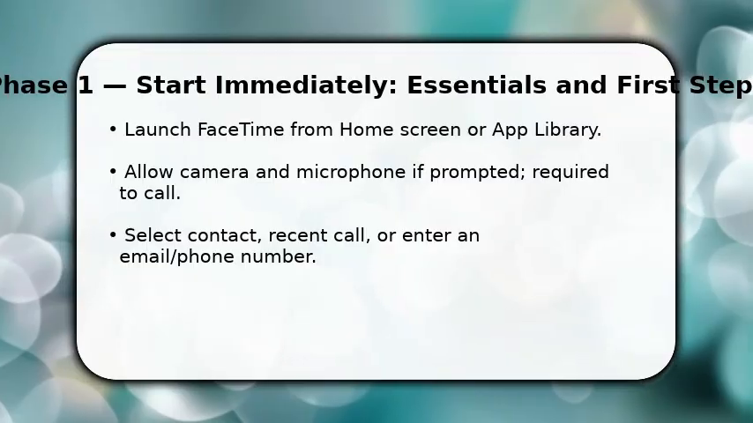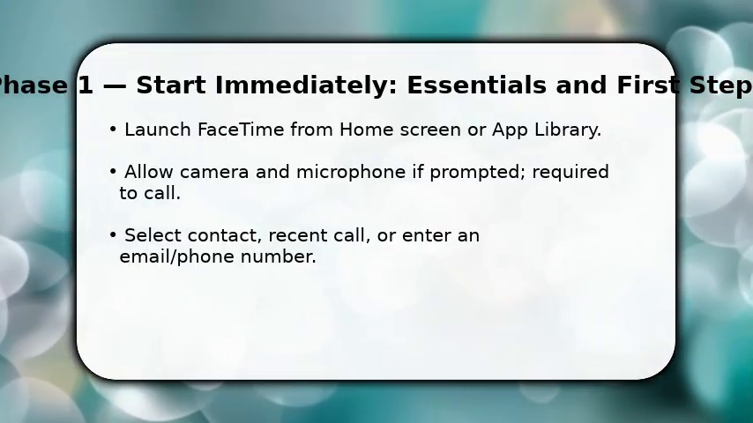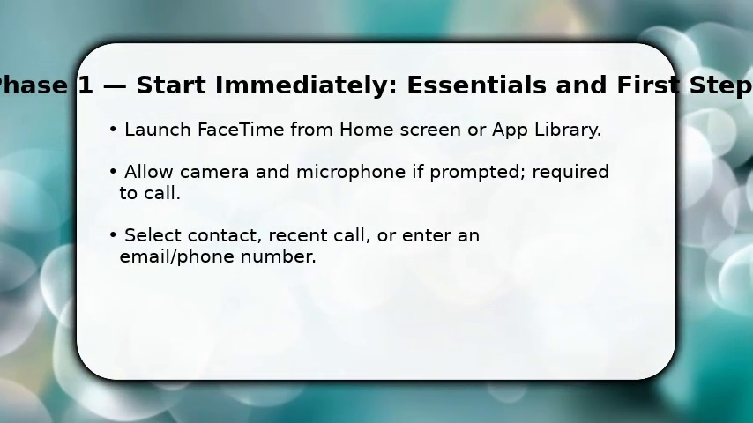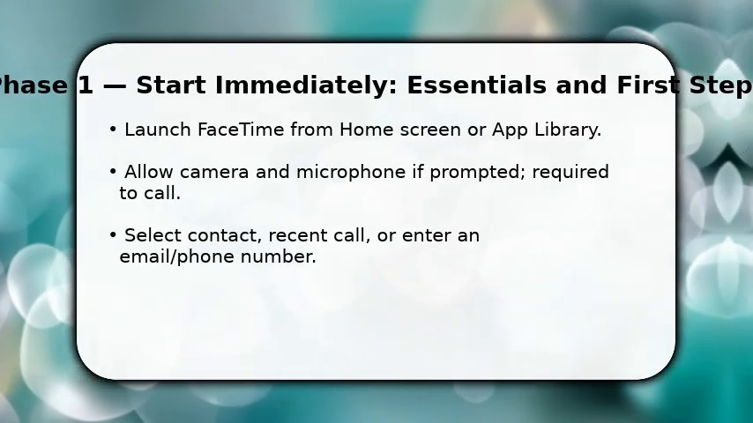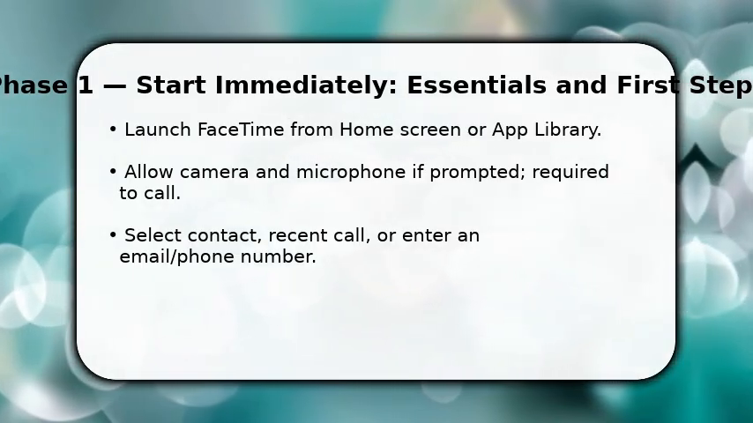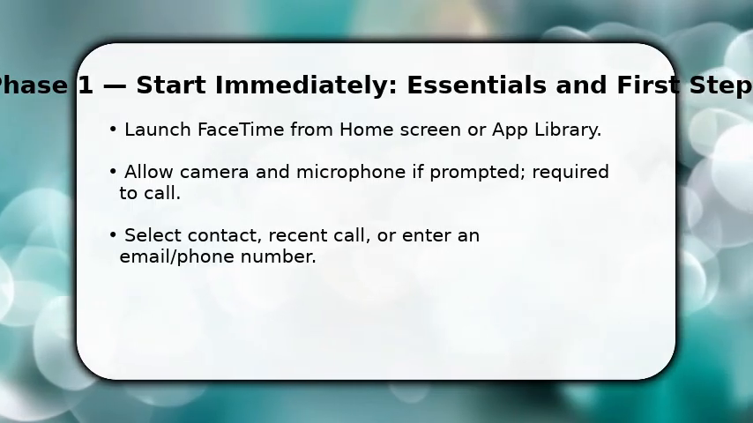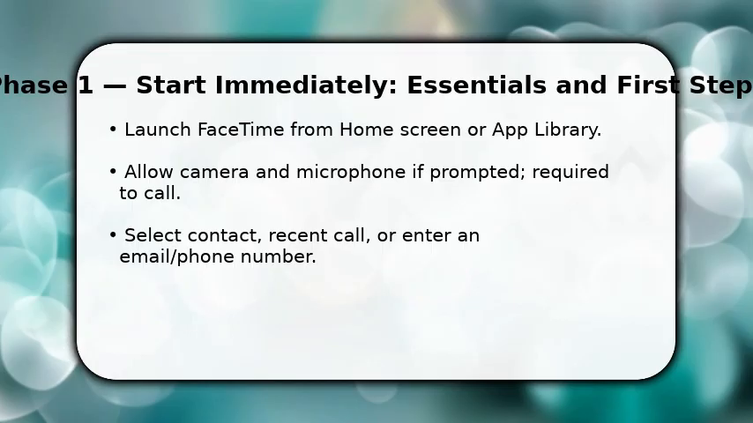You start by opening FaceTime and choosing who to call. Tap the app, then pick a contact or type an email or phone number. This identifies the endpoint for audio or video. Make sure your camera and microphone permissions are granted because FaceTime won't connect without them.